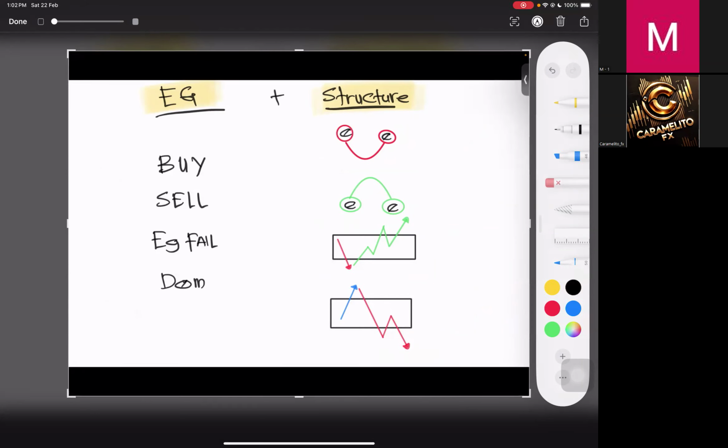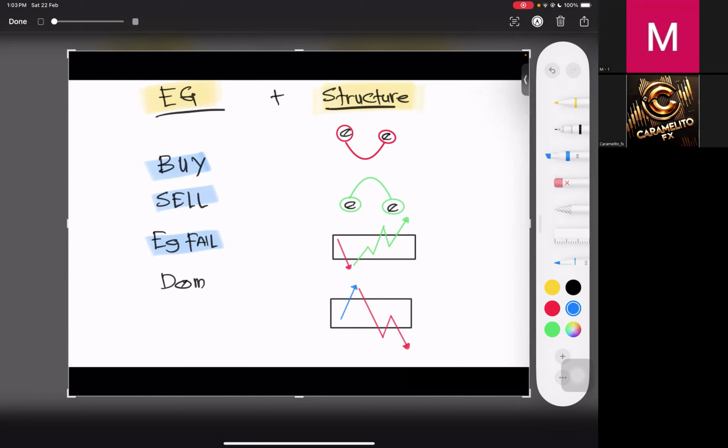So, Muhammad, tell me, do you have any problem identifying what is engulfing buy, what is engulfing sell? No, I don't have any problem. You don't have a problem. How about engulfing fail? I have a question about engulfing fail. Should it have like two breaks? For example, when it creates engulfing fail, it just breaks, for example, twice. I'm just asking. I'm not sure.